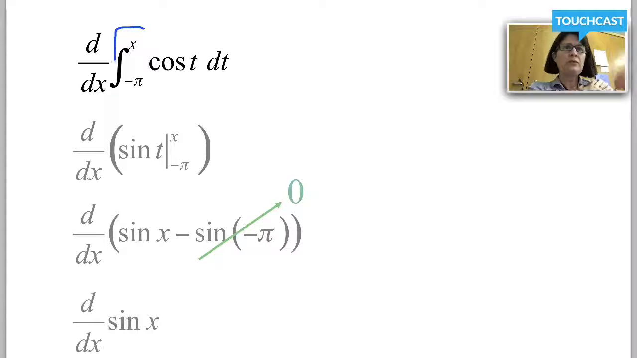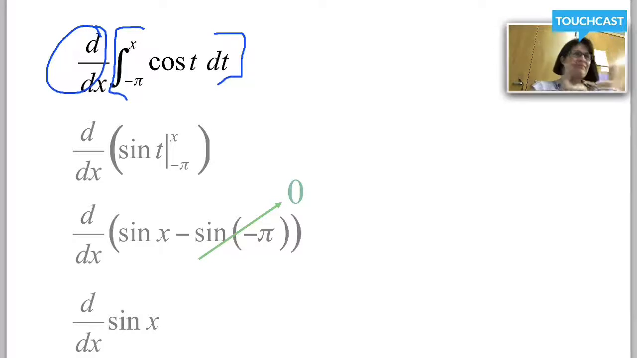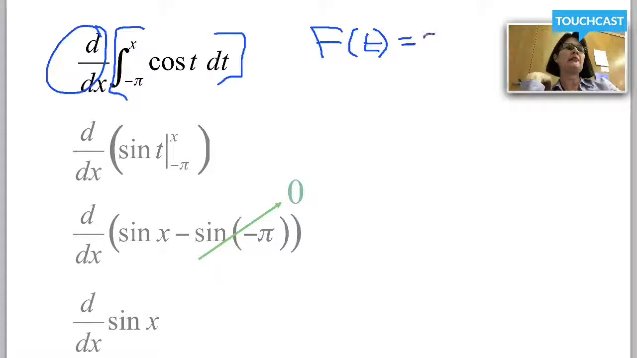I'm going to try to evaluate that integral, then take the derivative, and see if I get cosine x. So I'm going to start with what I did in class today. I'm going to figure out an antiderivative for cosine. The antiderivative, I'm going to call it capital F of t, is going to be sine of t.